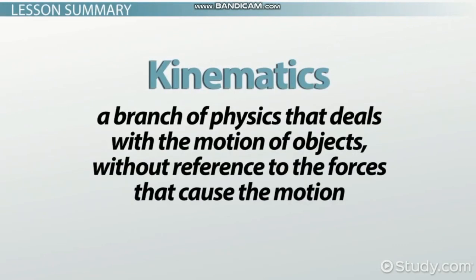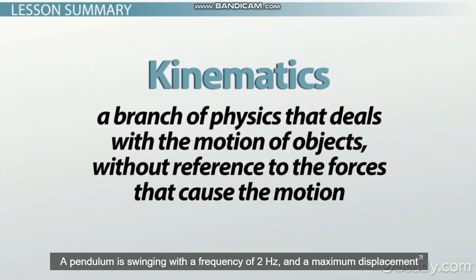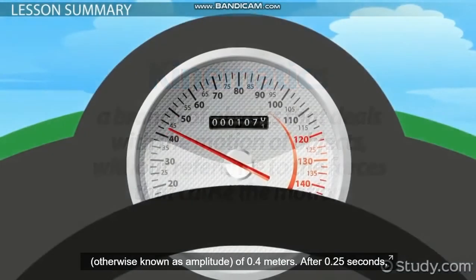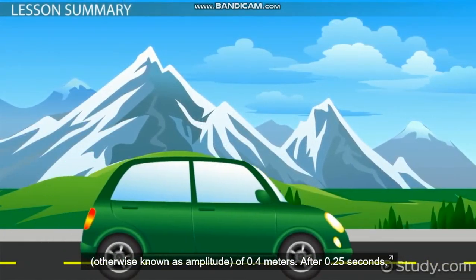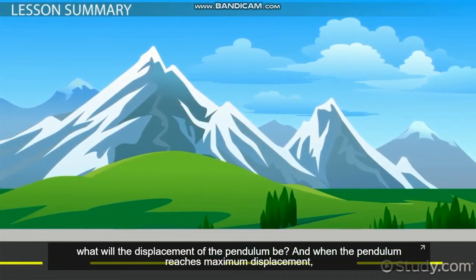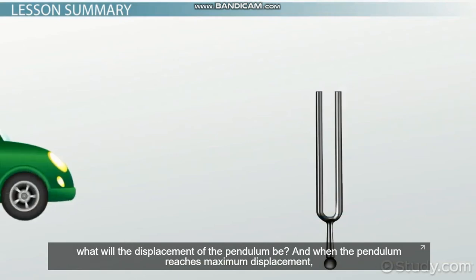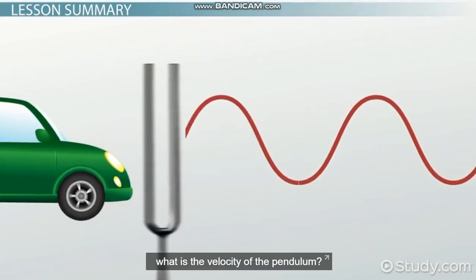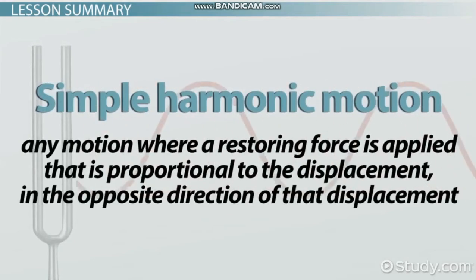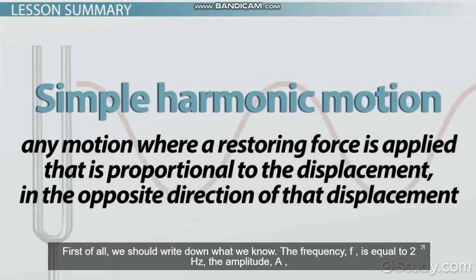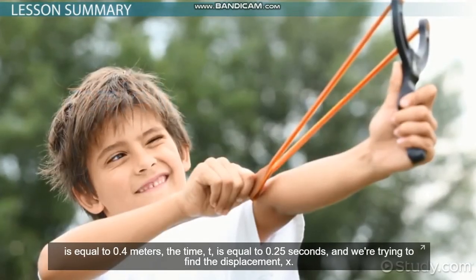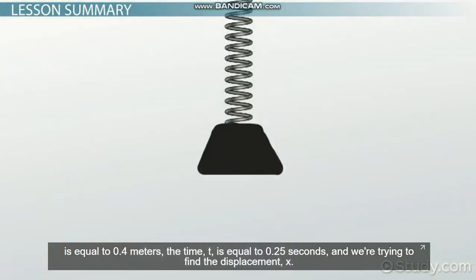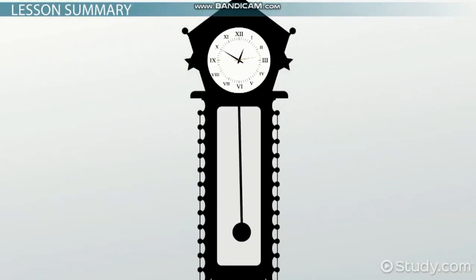Kinematics is a branch of physics that deals with the motion of objects without reference to the forces that cause the motion. Or in a more practical sense, it's the study of motion in terms of displacement, velocity, and acceleration. Kinematics can be used not only to study linear motion, but also other motion, including simple harmonic motion. Simple harmonic motion is any motion where a restoring force is applied that is proportional to the displacement in the opposite direction of that displacement. Or in other words, the more you pull it, the more it wants to go the opposite way. An example of this is a block on a spring or a pendulum.